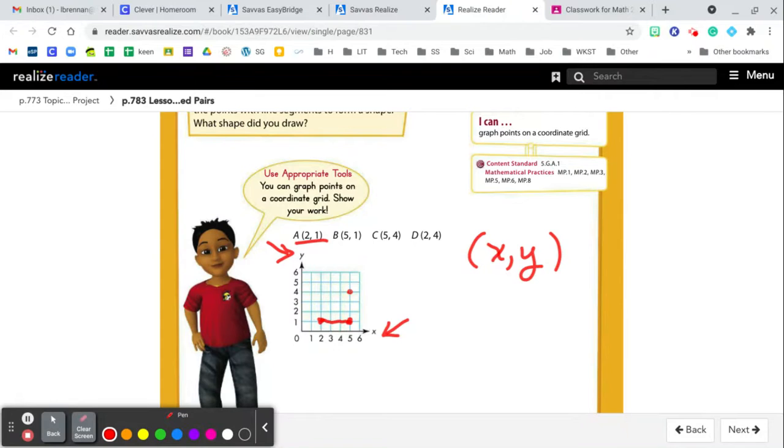And remember, that's from the origin. So for C, we're starting at 0, going over 5 and up 4. It's not from the last point. It's always going back to origin. For D, we're going over 2, starting at origin. We're going over 2 and up 4. We're connecting these, and we wind up with a square.